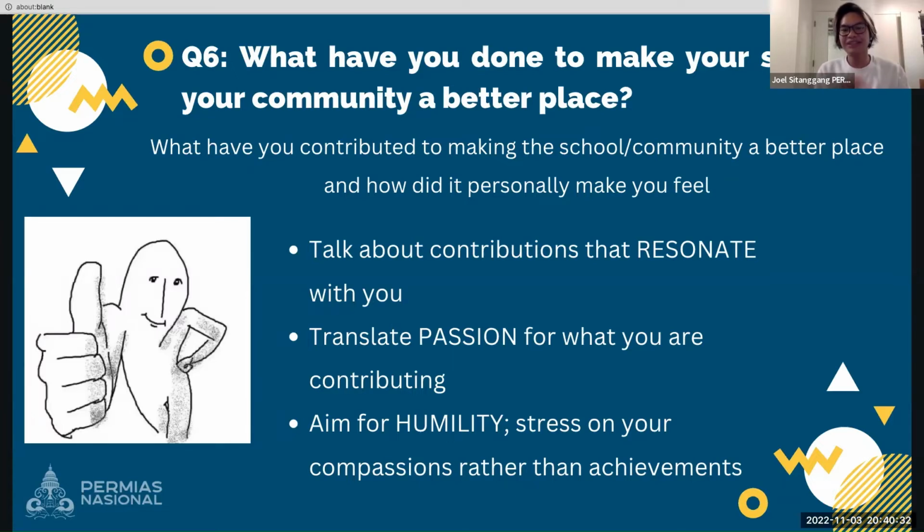So second point, translate passion for what you are contributing. Exactly like the first one, really show them that this is the reason why you're passionate and this is why, because again, you can say everything, but if you don't talk about what those everything did to you personally, or how you found passion in doing such everythings, then it wouldn't really matter.